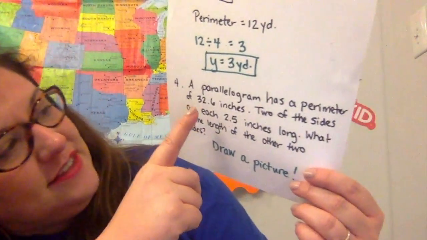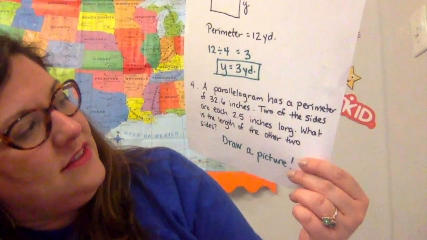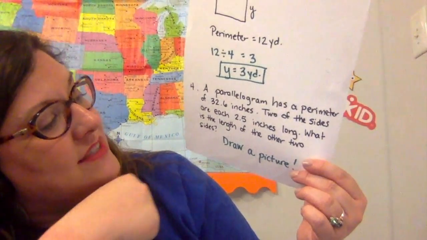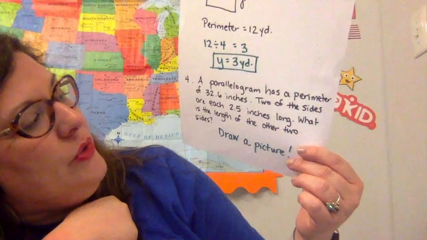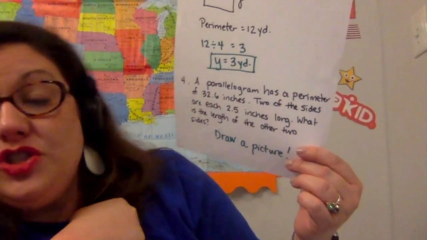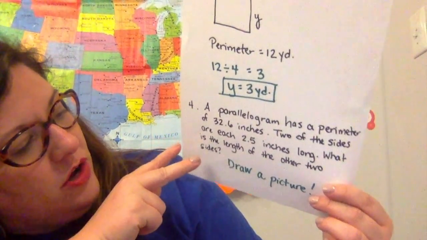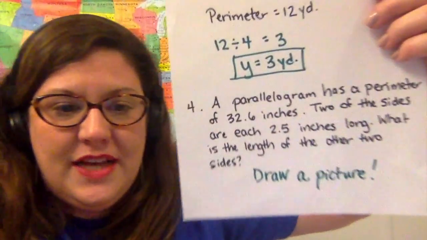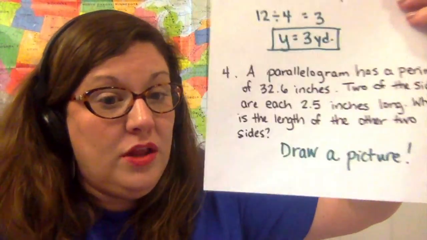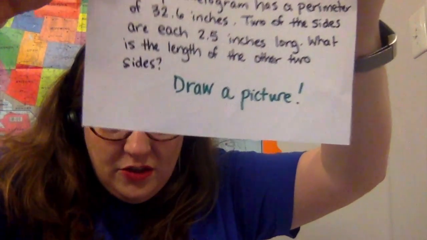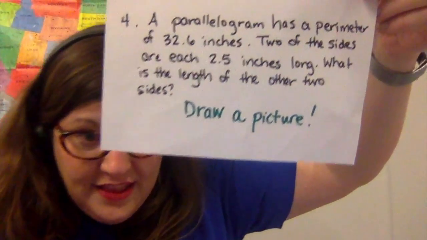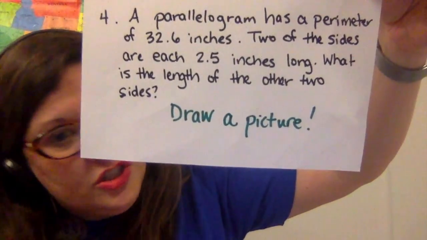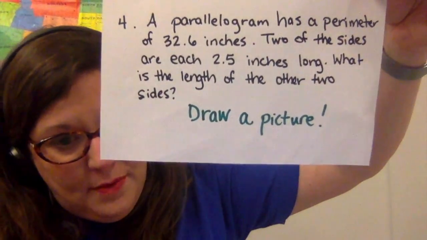Okay, so the last example: a parallelogram has a perimeter of 32.6 inches. Two of the sides are each 2.5 inches long. What is the length of the other two sides? So when you see a problem that's all in words, you're going to see this when you get close to that challenge zone at the end of the IXL lesson. Just draw a picture of what it's describing. So let me do that here to demonstrate.